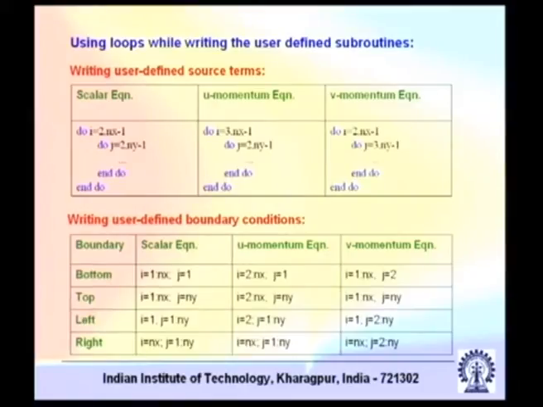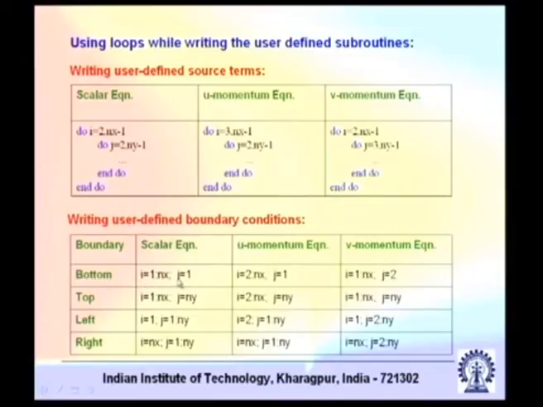For the u momentum equation, on the other hand, you see I starts with 3 because it is staggered, it is shifted by 1. So, I starts with 3. On the other hand, for the v momentum equation j starts with 3. This is for the source terms for the interior grid points.